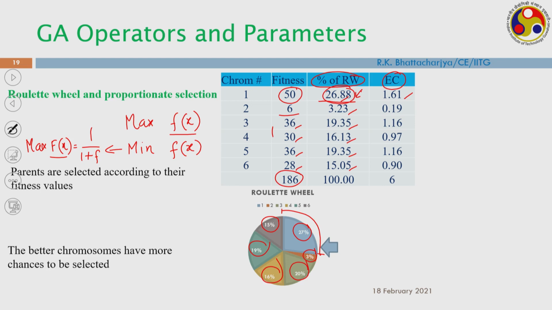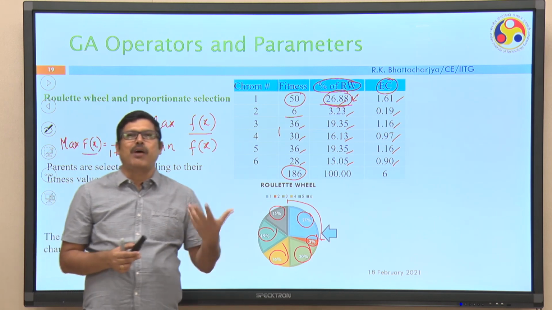So, how am I getting 1.61? You just multiply 6 with 26.88%, and you will get 1.61. Then this is 3.23% into 6, you are getting 0.19, then 1.16, 0.97, 1.16, 0.90, and if you add it, you are getting a total of 6 solutions. But the question is that I cannot select 1.5 solutions.